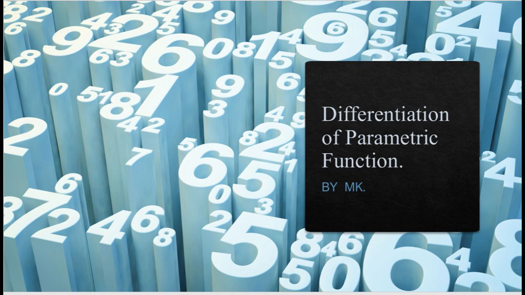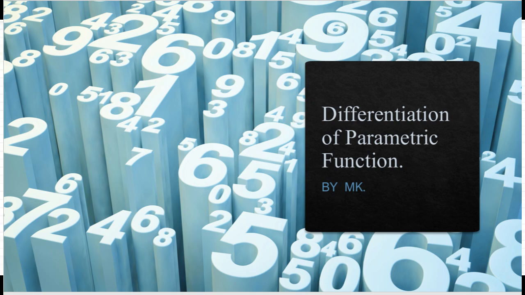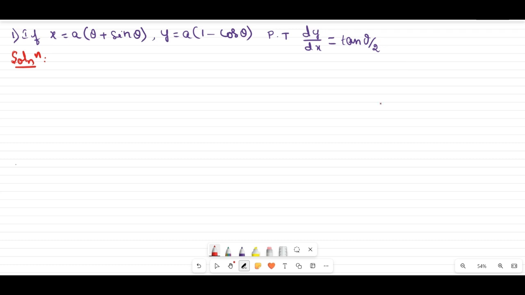Expressing x and y in other variables, those functions are called parametric functions. For example, if x is equal to cos theta, y is equal to sin theta, there we are expressing the functions in terms of theta. So theta itself becomes the parameter. These types of functions are called parametric functions, meaning expressing x and y in terms of other variables.